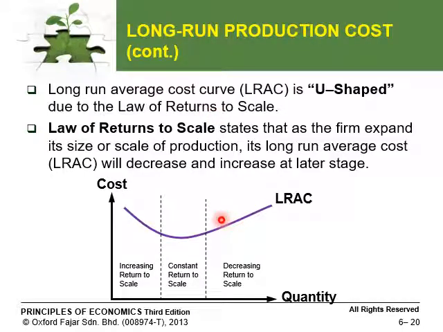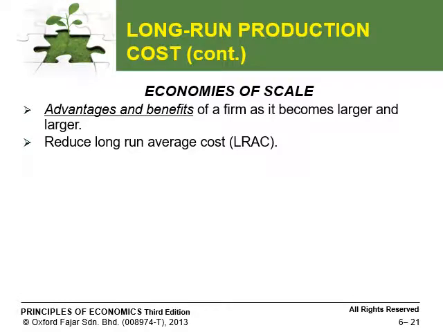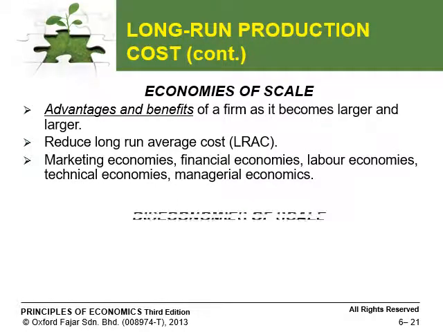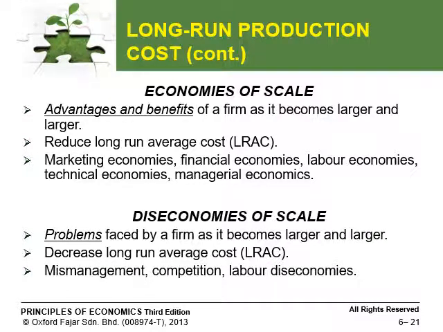What is the cause, and what kind of factors cause this law of returns to scale? We are going to discuss that on the next slide. This is the factor that influences the law of returns to scale: economies of scale and diseconomies of scale. That is the reason why it happens. What is meant by economies of scale? Economies of scale are the advantages and benefits given to the firm when it becomes larger, and because of that it reduces the long run average cost curve downward, the thing that you see on the first page.